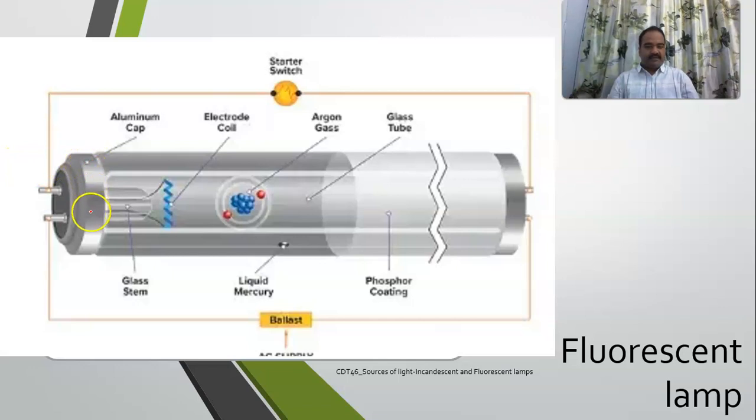So this is your aluminum cap, and this is your electrode coil. When you allow the current to pass through this, some particles come out, and these particles hit this phosphorus coating, whatever coating you have. This is your phosphorus coating, the surface. When they hit it, you get some sort of luminescence, or what we call illumination. And this one is basically argon gas, and this is your entire glass chamber which is coated with phosphor. And you can find liquid mercury here and there.